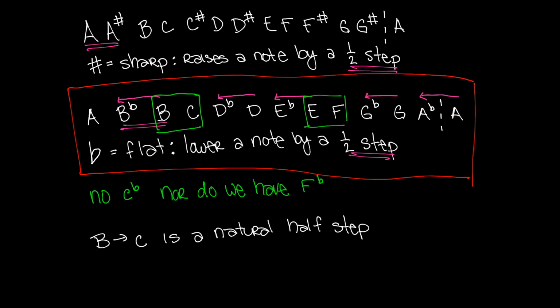Now, one of the big points that people bring up is, well, wait a minute, are you telling me there are two different chromatic scales? And the answer is no, there is only one chromatic scale. However, there are two different ways of writing the chromatic scale. And that's something that we are going to explore later in a further video.